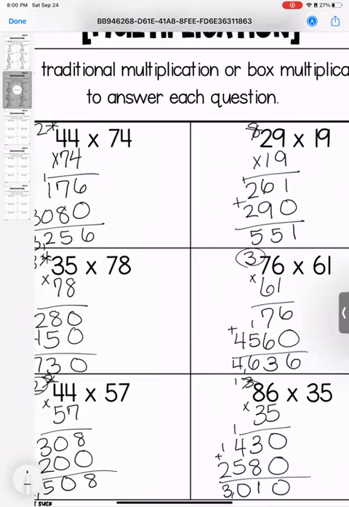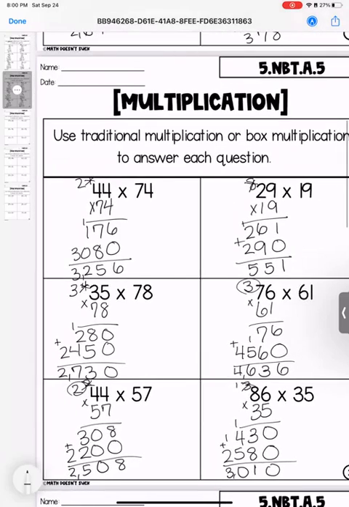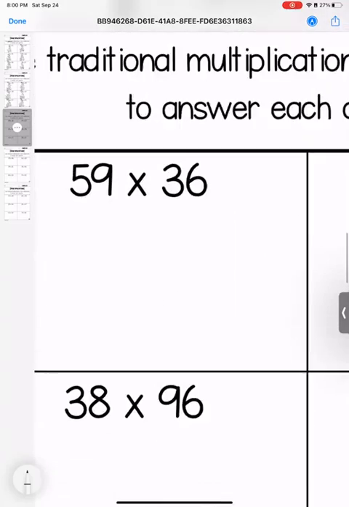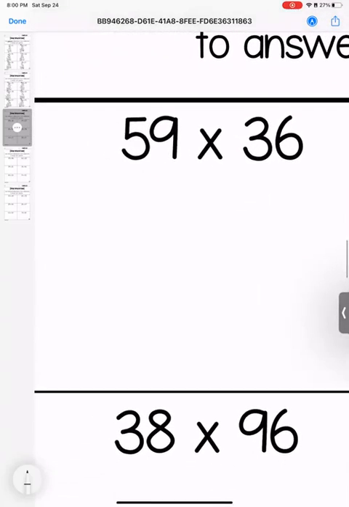If you're done, please stop here. If you want to see the next one, hold on tight because here we go. Welcome to page number 3 of traditional multiplication.